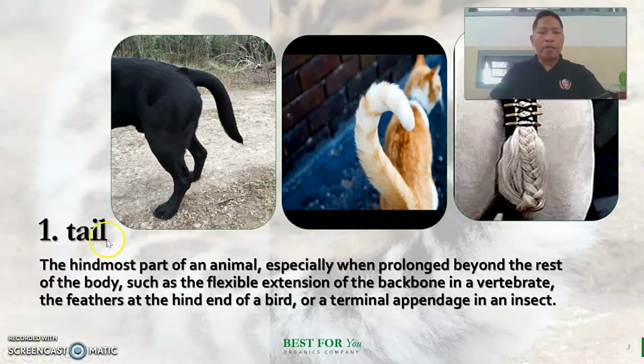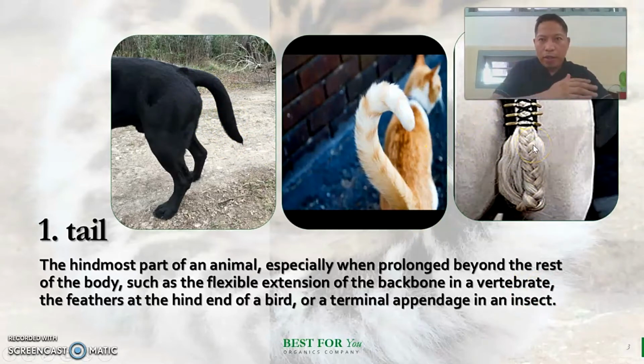So in here we have number 1, a tail. Tail. Everybody say tail. Okay, look at the tail of the dog, and look at the tail of the cat, and the tail of a horse. Now, the hindmost part of an animal, especially when prolonged beyond the rest of the body, such as a flexible extension of the backbone in the vertebrae. So meaning this is flexible.